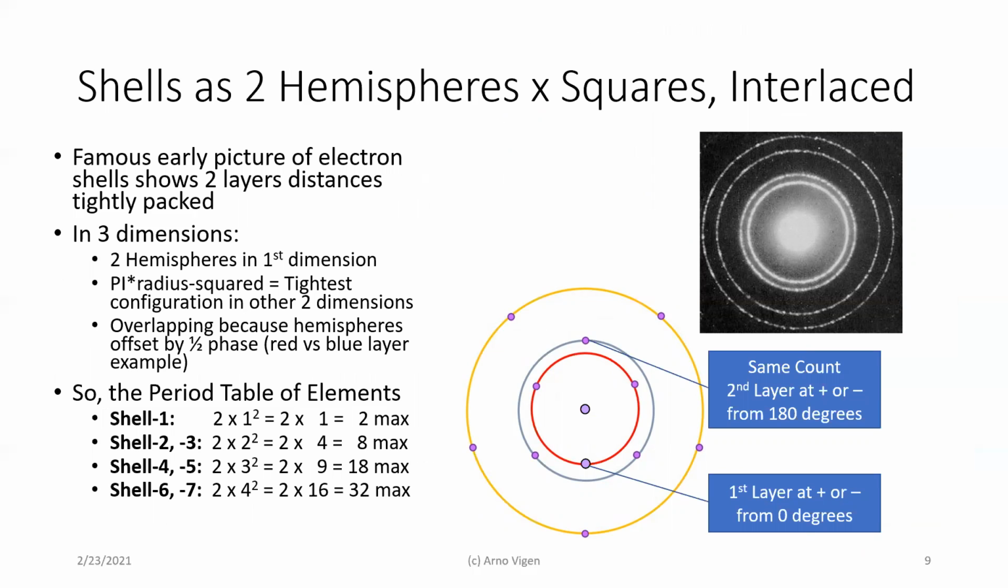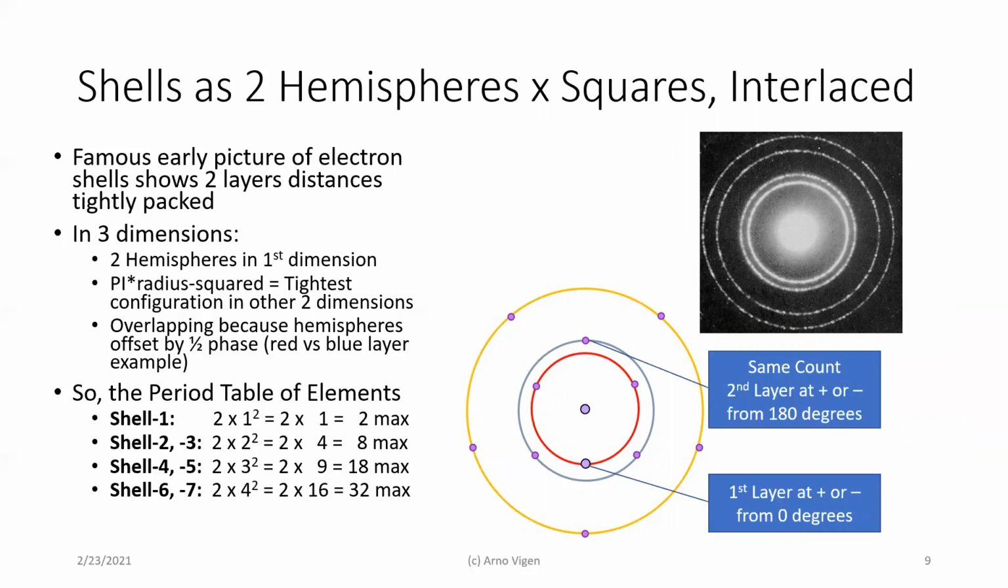At the top right is a famous early picture of electron subshells, and it shows the layers building on them. Everybody was sure this picture showed layers. But what I see interesting in this picture is that the layers tend to be paired, spaced close to each other. That is, a second layer can stay at the same count if it offsets by 180 degrees.